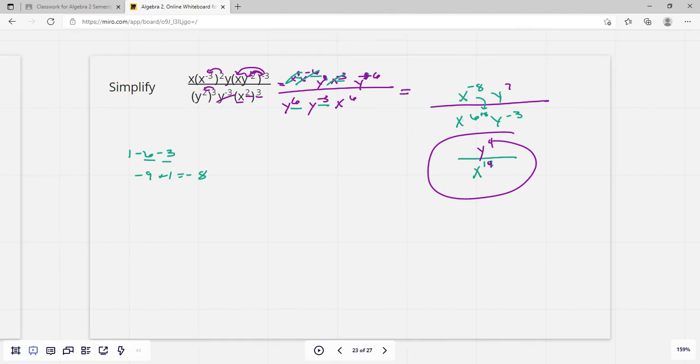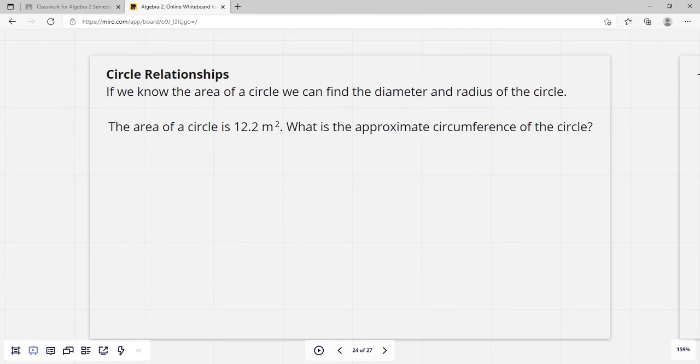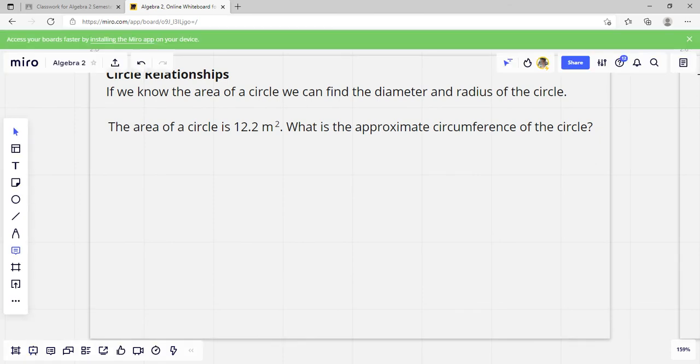Alright, there's going to be another example of this, I think. See? Nope, circle relationships. Okay, so circle relationships, we know that if we know the area of a circle, we can find the diameter and the radius of the circle. Okay, so we know the area. The area of a circle is 12.2 meters squared. What is the approximate circumference of the circle?